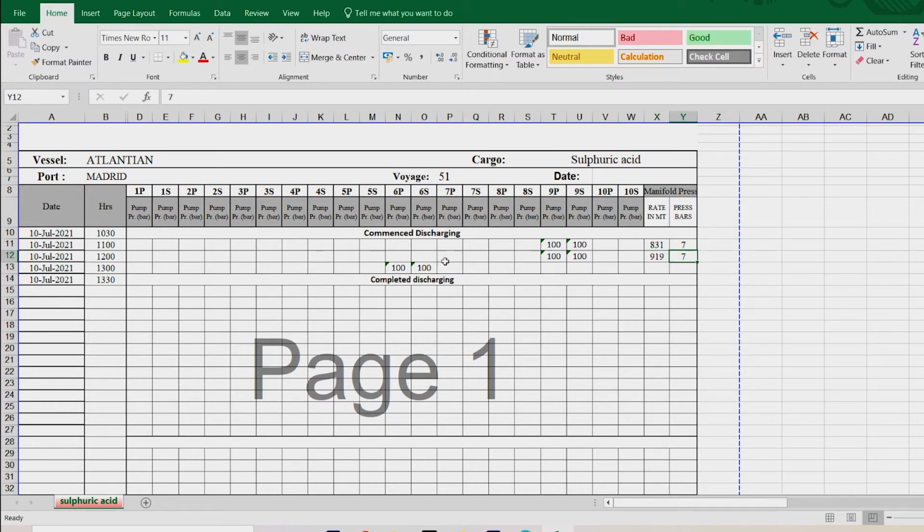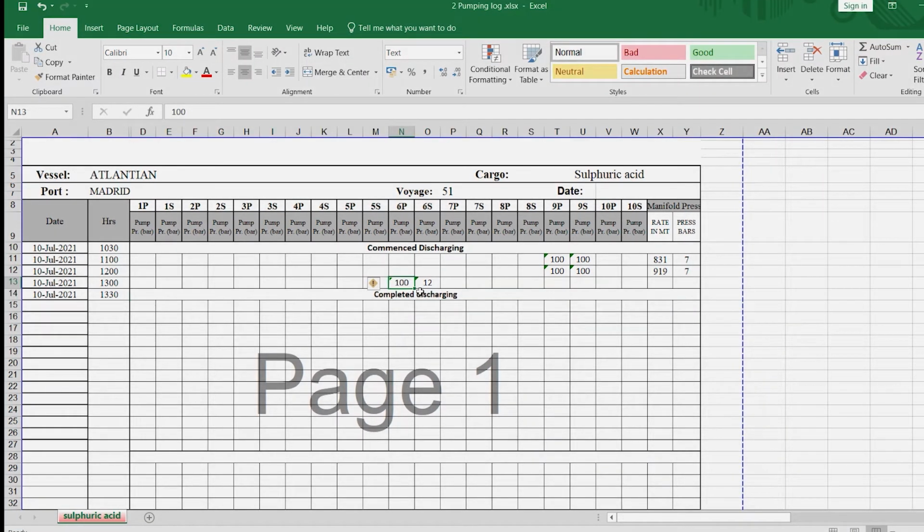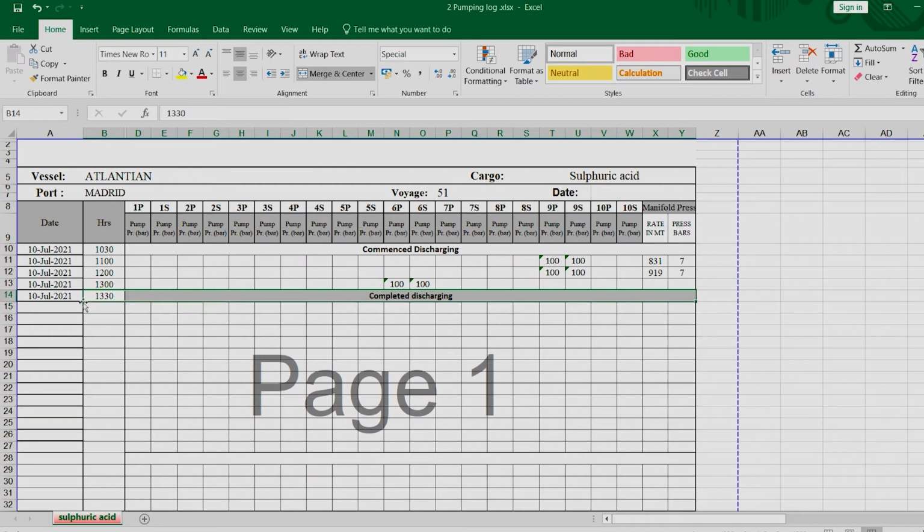Now if you switch to some other tank, this is not the present case, but let's say in some other discharging, if you have changed over to 6 wings, then for 1200 to 1300 you would write the other tanks like this. It's not that you have to write only 100 bar; you write the actual pressure at which the pumps were running. It can be 200, 180 or whatever. And at the end you would write completed discharging, whatever time you completed your discharging. So this is how we fill this pumping log, only in discharging operation.